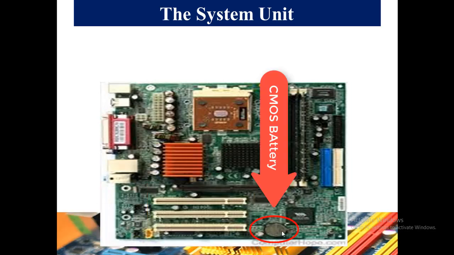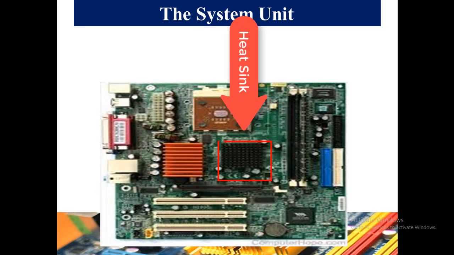CMOS battery. The CMOS battery is basically used to update the time and date of your computer. So it's a very important part of the CPU motherboard. Next is the heat sink. The CPU or motherboard has unwanted heat. So to absorb that heat, we use a heat sink, and in some systems it has a fan on it too.